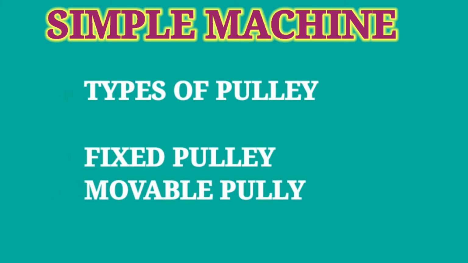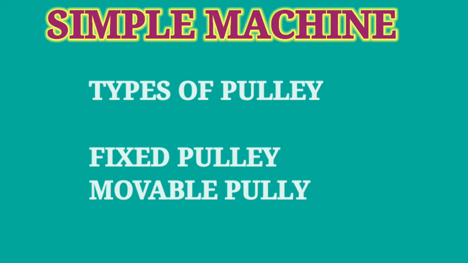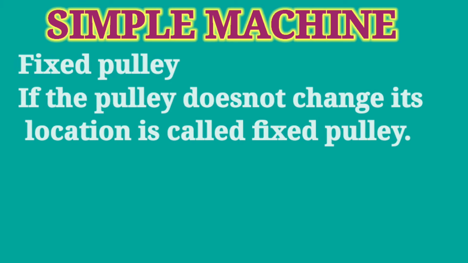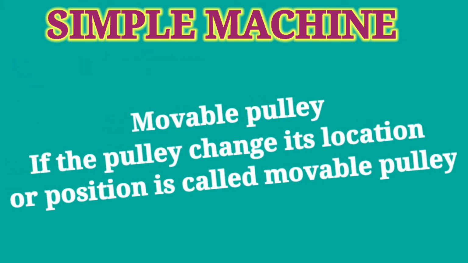There are two different types of pulley: one is the fixed pulley, another is the movable pulley. Fixed pulley is clear from the word. If the pulley does not change its location, then it is called a fixed pulley. And a movable pulley means if the pulley changes its location or position, then it is called a movable pulley.